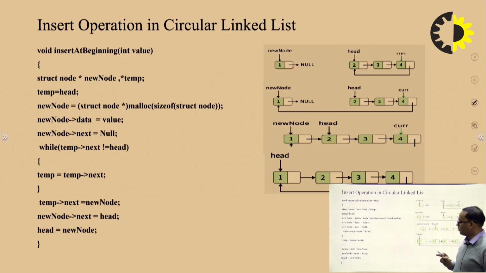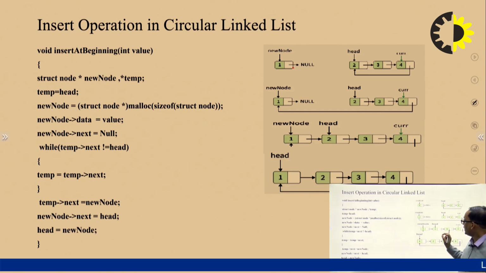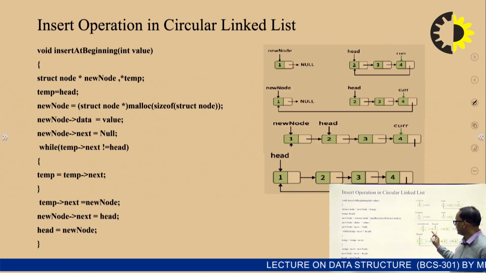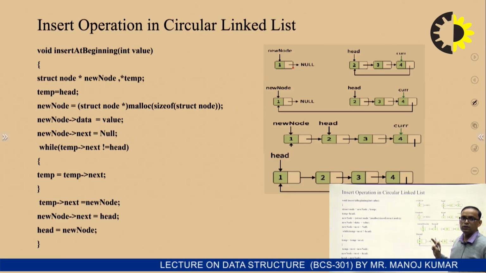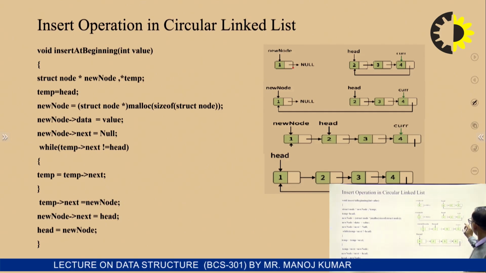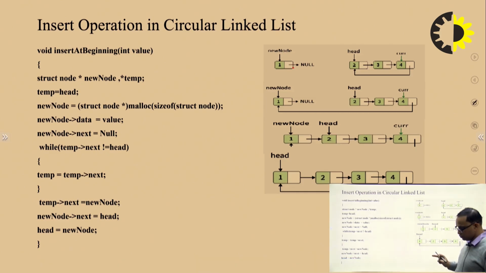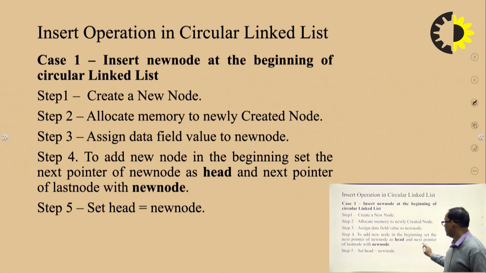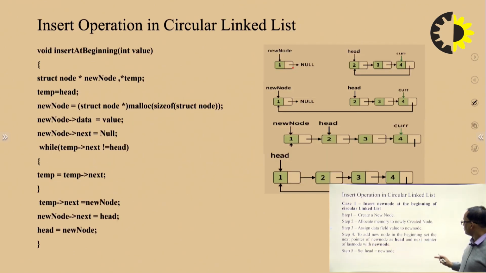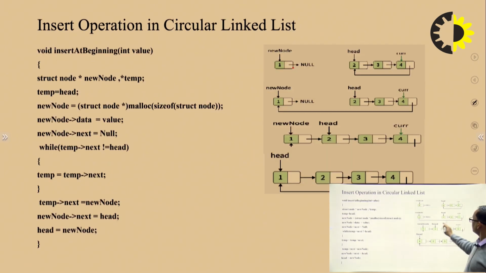first node. Now, since initially this is a circular linked list and the last node contains the address of the first node, whenever we add this new node at the beginning of the circular linked list, this becomes the first node. So we also have to update the value of the address field of the last node. It means the address field or next field of the last node should now point to the new node. Next pointer of the last node with new node. So we have to update this to the new node.